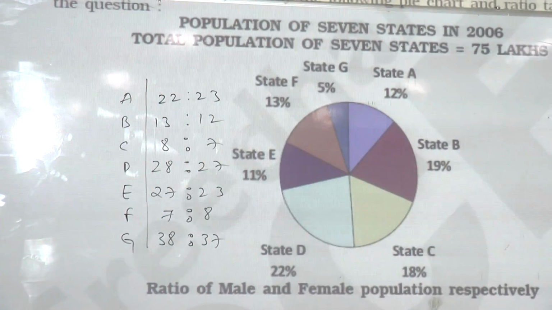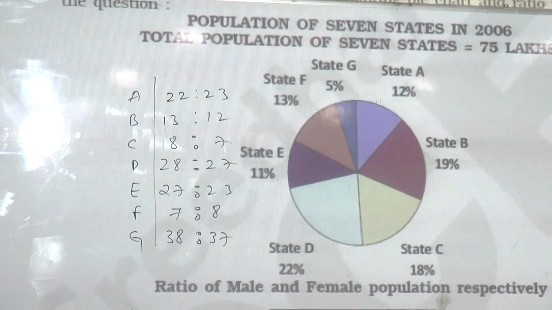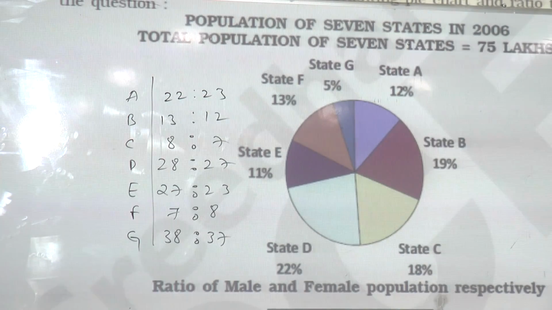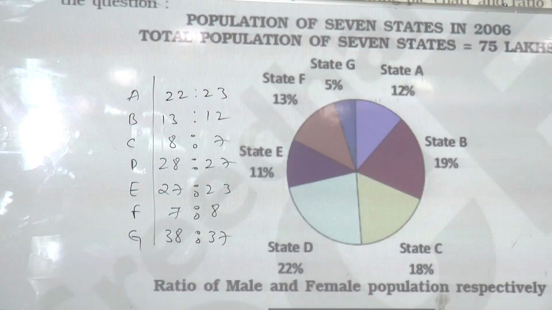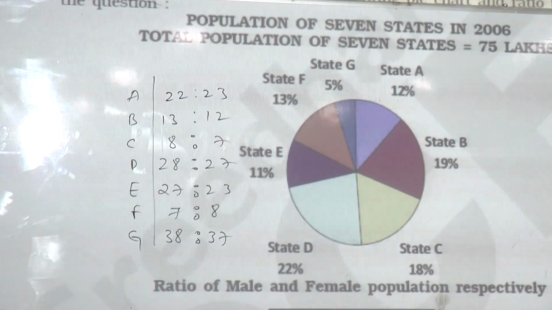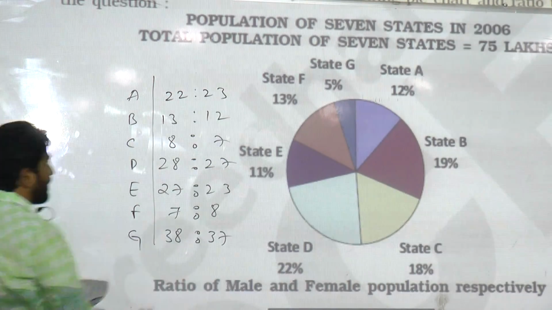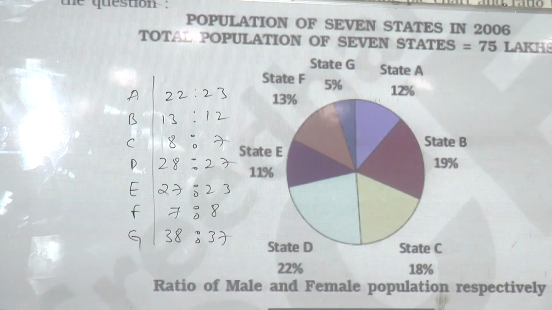Next, out of the male population of state D, 15% are children, and out of the female population of the same state, 12% are children. What is the total number of children in state D? You are asked about the number of children, so you need to represent the answer as a number. Anyway, you need to go for conversion. This is about state D. State D occupies what percent? 22%. 22% of what? 75 lakhs.